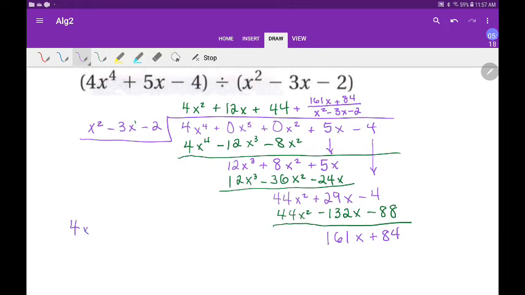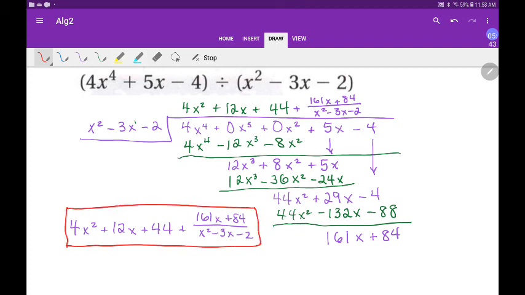I'll say 4x squared plus 12x plus 44 plus the fraction, which is the remainder. It didn't go in evenly. And so I build my remainder in this way. And that's my answer. I had some leftovers, but I did divide it. And notice that when I divided x to the fourth by x squared, my answer was down 2 because I divided by 2 of those x to the fourths.